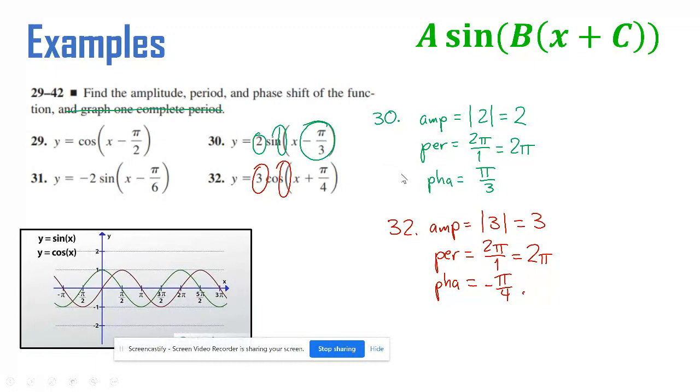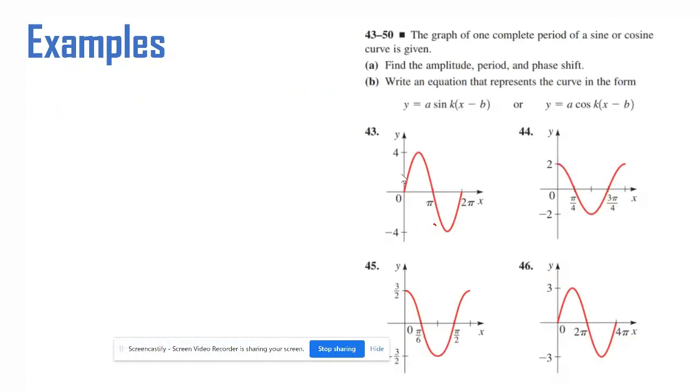Last thing to do here, and this could be tricky, but you're not going to have to do too many of these, is you have to come up with an equation to match the graph. And so here's what I would say first. I'll just write this off to the side. If you have a graph that starts at 0, so it starts at 0, 0, or it starts in the middle, that's going to be a sine function.